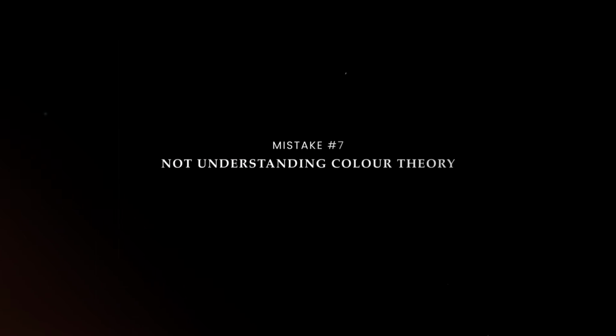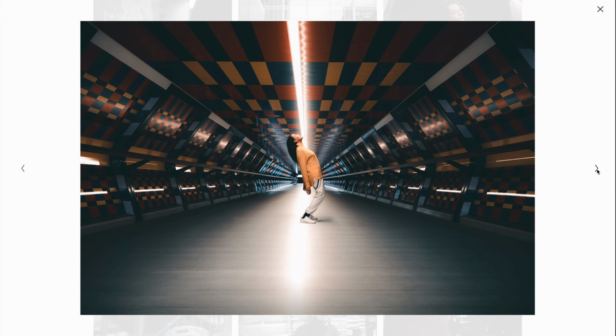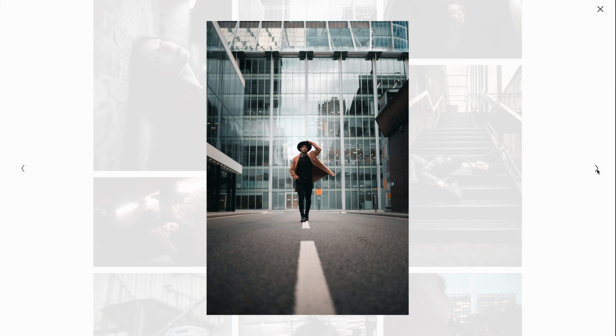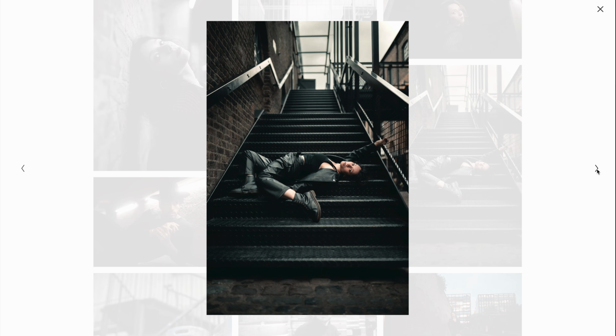Not understanding colors. This is something even professional photographers miss. But for me, because I've been a creative director for so many years, and I worked in fashion for so many years as well, I know very well about the importance of matching colors. This goes with portrait photography or any niche, it doesn't matter. But I'm gonna put the example of portrait photography.